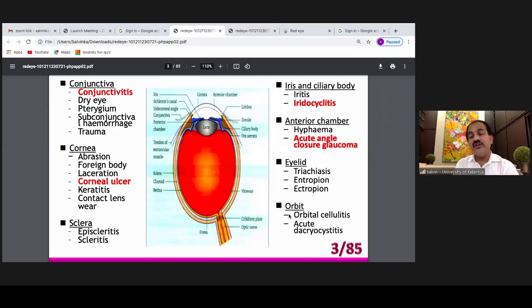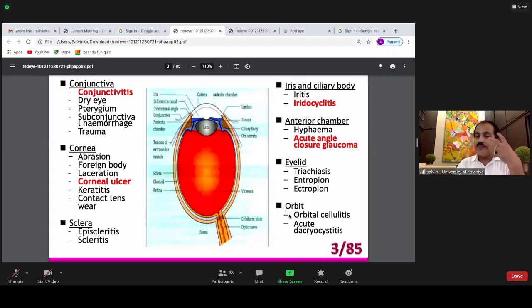Can anybody tell me if you get a severe eye pressure, can that also cause inflammation? Yes. Acute angle closure glaucoma, severe inflammation because of the pressure. There is a kind of ischemia, severe pressure, and that can give rise to inflammation in the front part.